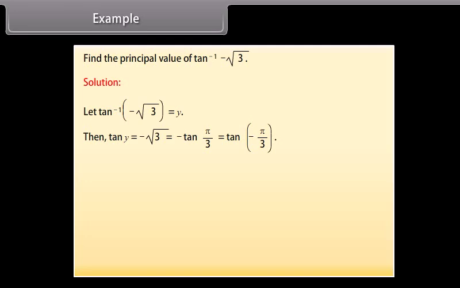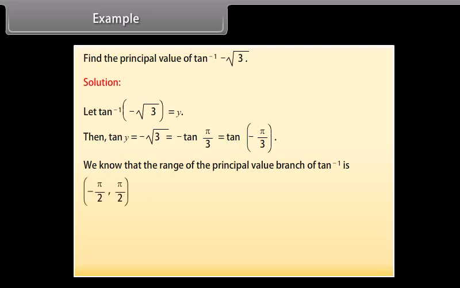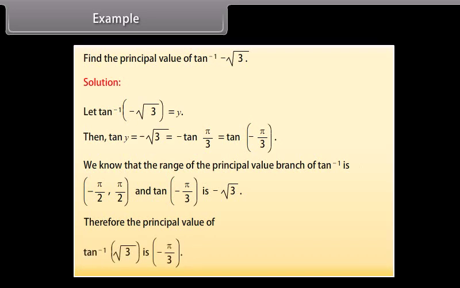We know that the range of the principal value branch of tan inverse is minus pi by 2, pi by 2, and tan minus pi by 3 is -√3. Therefore, the principal value of tan inverse of -√3 is minus pi by 3.